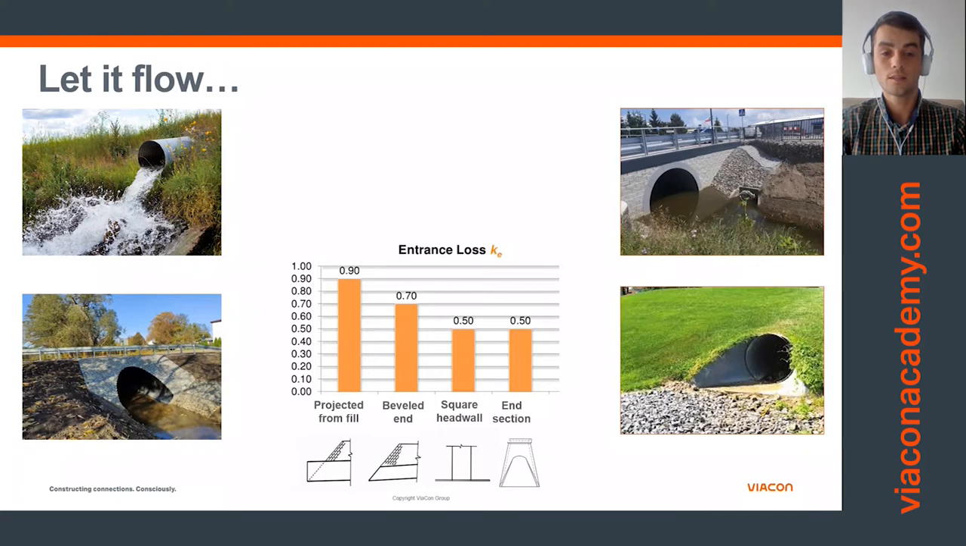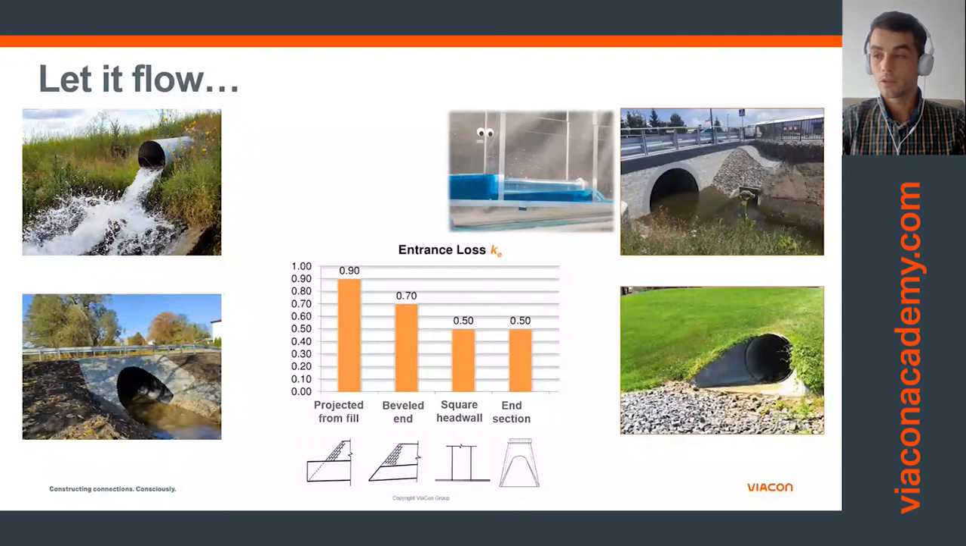From the comparison between the projected from fill and the head wall types, it could be seen how crucial the ending treatment could be for the hydraulic performance. The same flow rate can form three times higher water head at the culvert entrance. You can see it in the pictures above, where two types, with head walls and with projected from fill ending, have been compared.